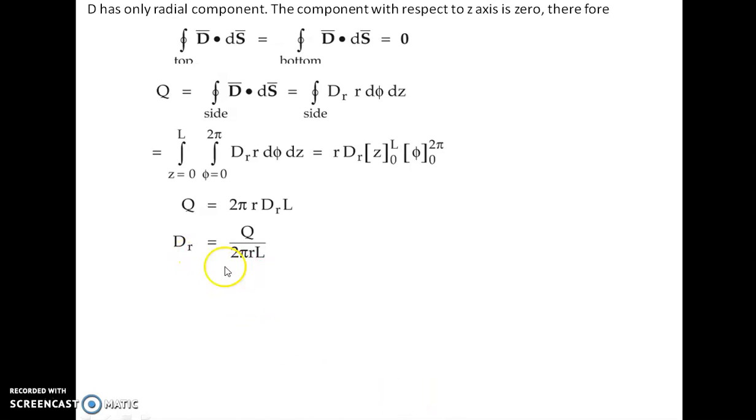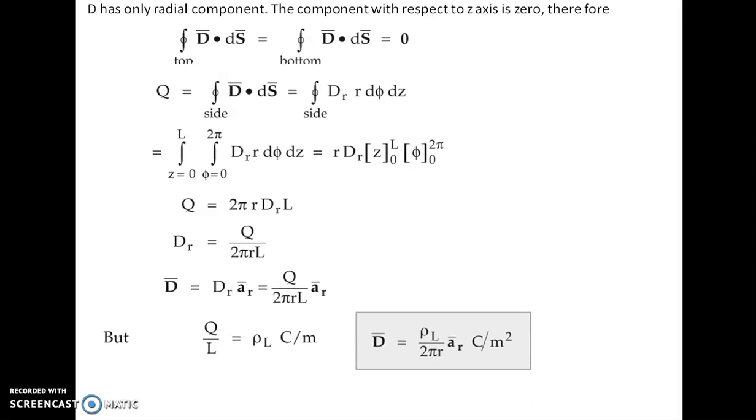If you rearrange and write in terms of D_r, then D_r is equal to Q by 2 pi r L. Now, what is this Q by L? Q by L is a charge density, in a line charge it is rho L. So I can write rho L is equal to Q by L coulomb per meter. Substituting rho L instead of Q by L, I get the equation for D as rho L by 2 pi r into a_r cap coulomb per meter square. So this is the equation for D.